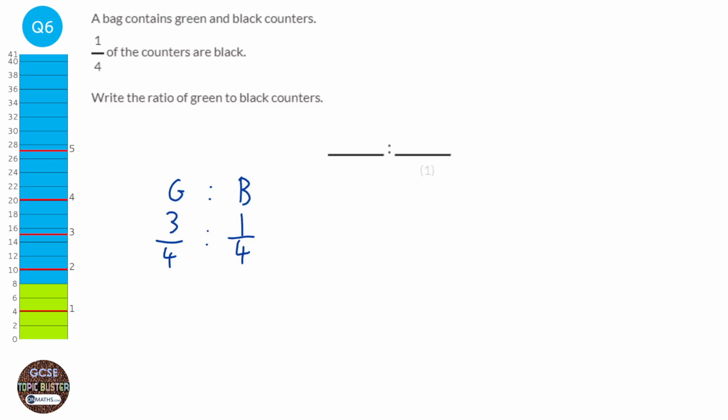And what we can do here is, on both sides of the ratio, just times it by 4. So I'm just going to times 4 both sides. So 3 divided by 4 times 4, because over 4 just means divided by 4. So 3 divided by 4 times 4 just gets rid of the fraction. And 1 divided by 4 times 4 is just going to be 1. Now, this might surprise some people because they will probably think it's a ratio of 4 to 1. But we can show here that it's a ratio of 3 to 1.